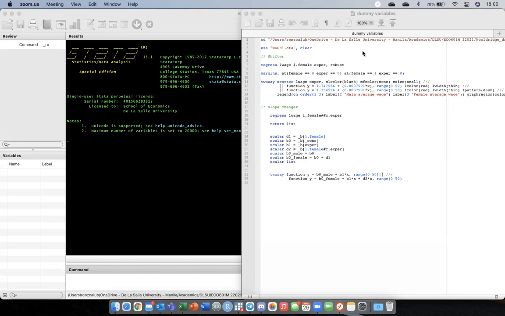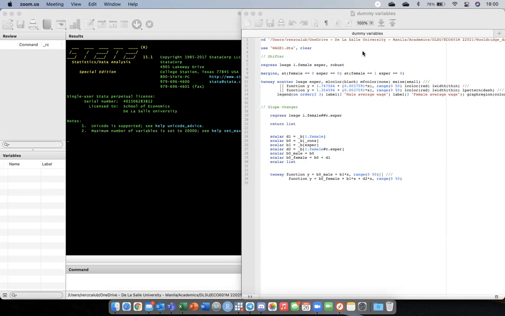Now, there are two ways to use dummy variables. Number one, you can include the dummy variable in your model if you believe that the average of your outcome variable differs between two groups. That's what we call the shifter. Basically, after controlling for all other regressors or all other factors in your model, you have a sufficient reason, a conceptual framework, to believe that the average of your outcome variable differs between two groups. So we have a shifter.